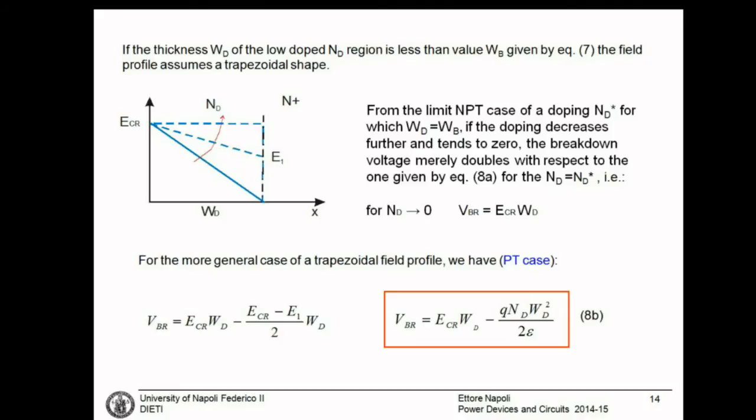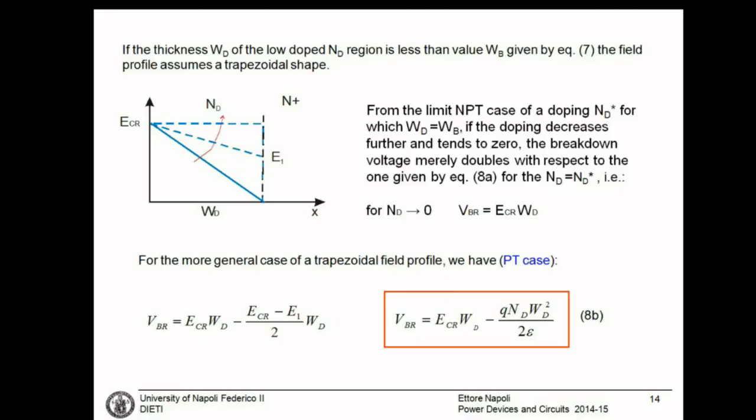If the doping is further decreased, what we have is this trapezoidal shape. If the doping is very small, we can assume that the derivative of the electric field is almost nil. The electric field here is flat, and we get that the breakdown voltage for this region with the constant electric field will be equal to the critical electric field multiplied by the thickness of the intrinsic region. This is the maximum value that we can get. That is exactly twice the breakdown voltage for the limit non-punch-through case.